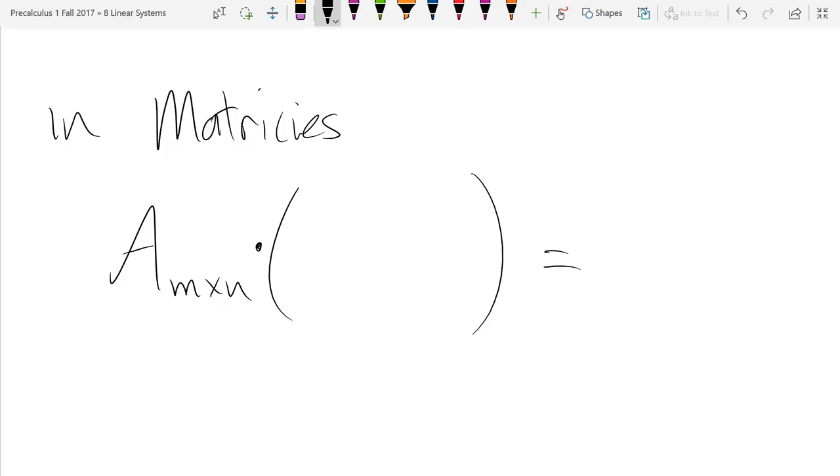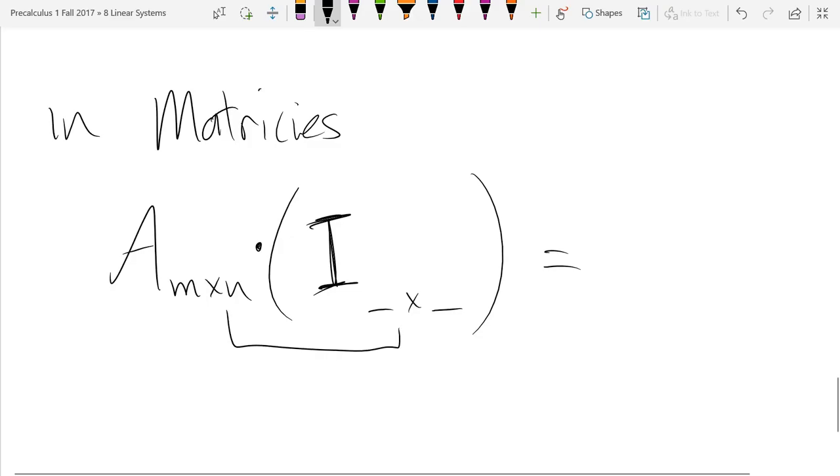So let's say there's a matrix here. I'm going to call it I for identity. Which dimension, row or column, has to be a certain value? So this will be blank by blank. Which dimension needs to match? The first one. So our inner dimensions have to match.